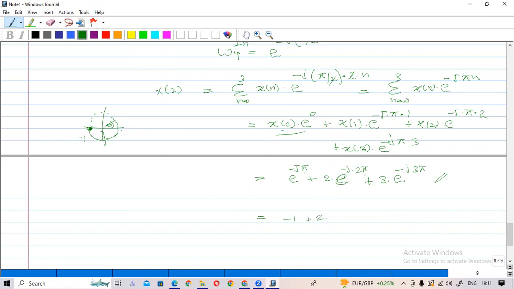And 2 e to the power minus j2π. What is the value of e to the power minus j2π? What is the value of this one? You should be able to tell this one.